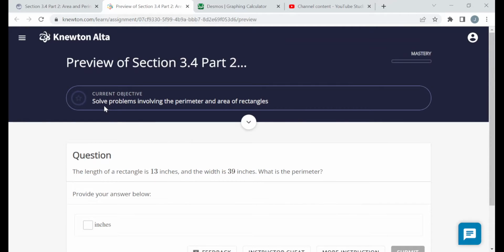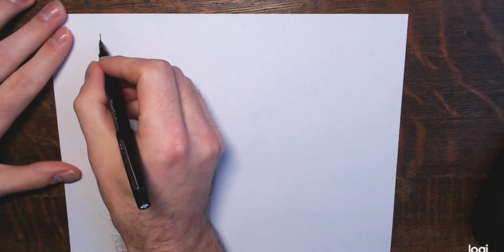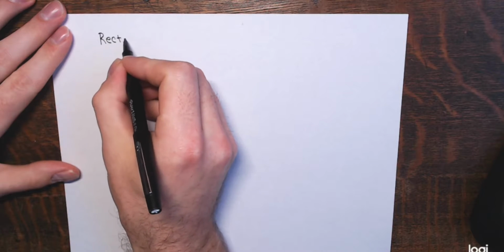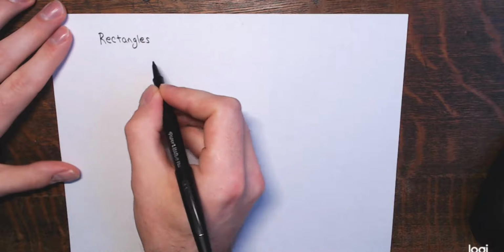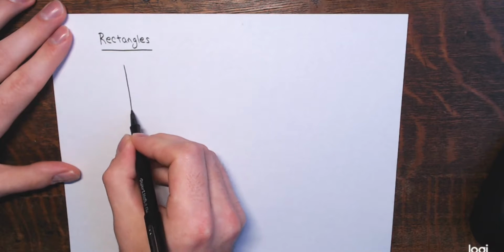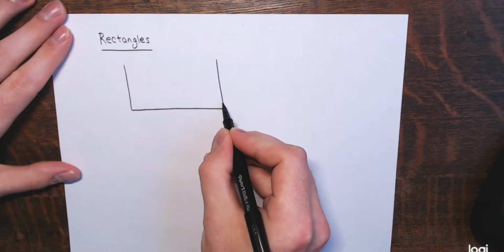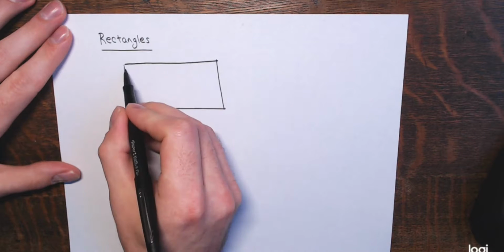Alright, so the first objective I'm seeing is solve problems involving the perimeter and area of rectangles. Alright, so rectangles are 4-sided figures, things called quadrilaterals, 4-sided figures with 4 right angles. Alright, and I'm sure you've seen rectangles before, but here's a generic rectangle, and again 4 right angles.